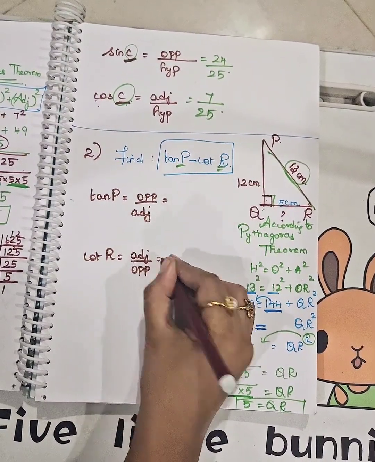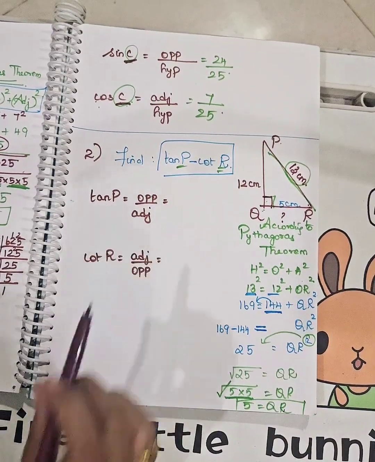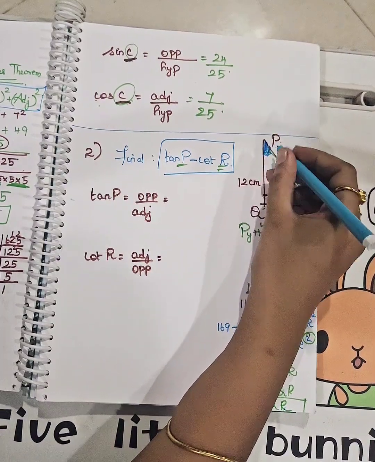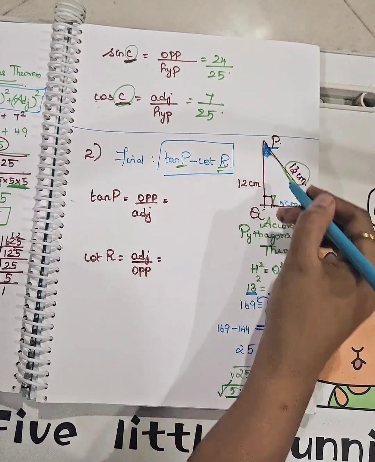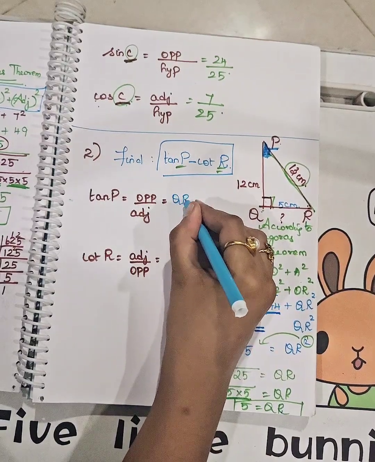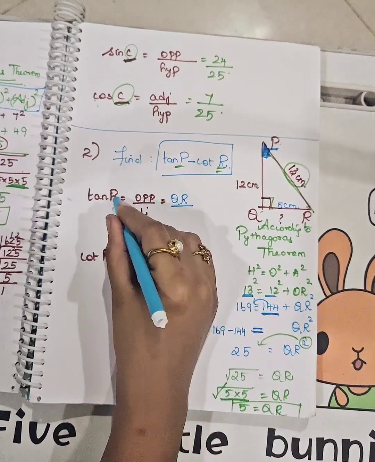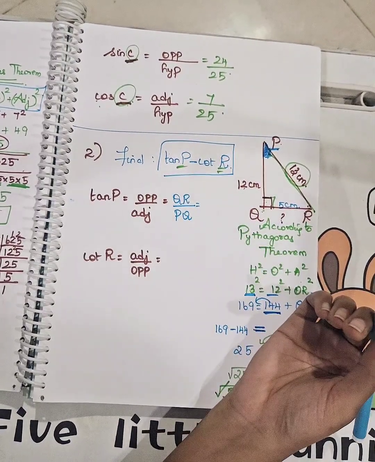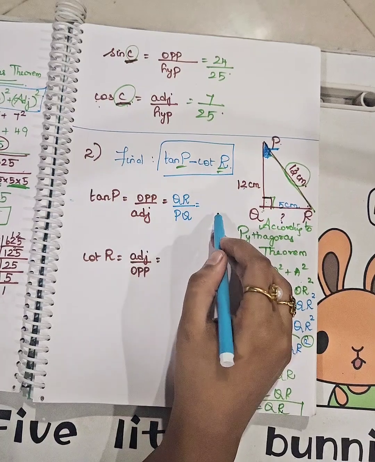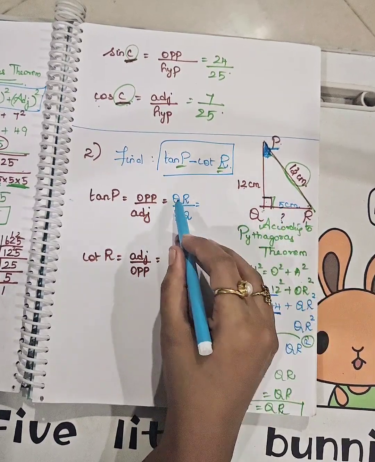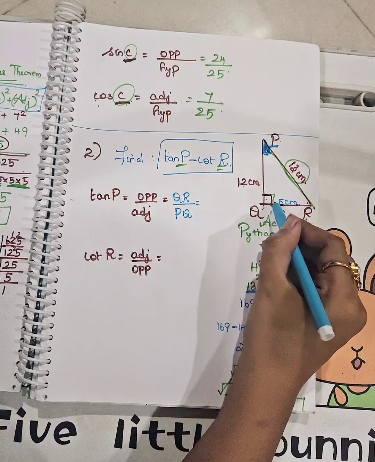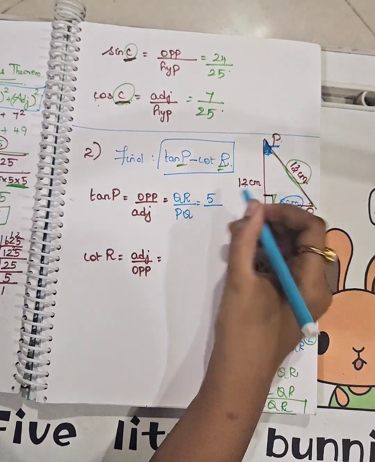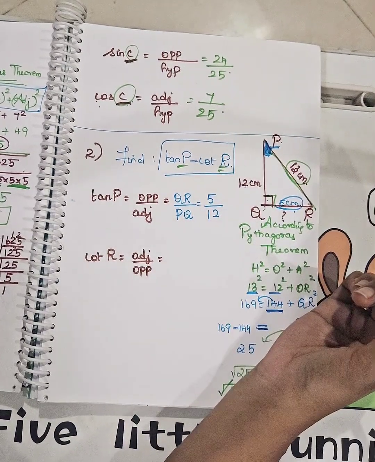So what are the sides for this? So for tan P, when P is the angle, so this one is the angle. Okay. So when P is the angle, which is opposite to P? QR. So please write QR here. Next, which is adjacent to angle P? PQ. Very, very simple. Next, the next step would be just the answer for this. QR. What is QR? We have found QR. That is 5 centimeter divided by what is PQ? 12 centimeter. And this is the answer.